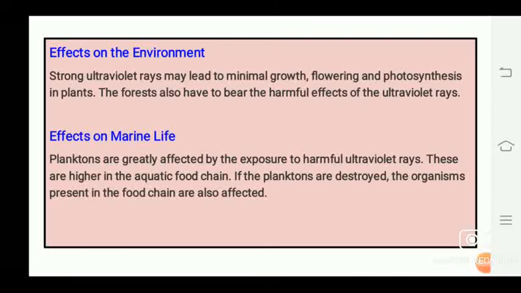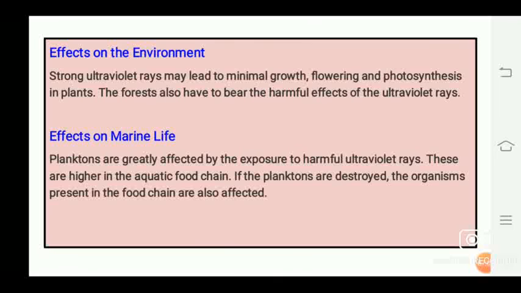And marine life also does not escape this, students. The planktons are greatly affected by the exposure to harmful ultraviolet rays. These are at a higher level in the aquatic food chain. If the planktons are destroyed, then the organisms present in the food chain are also affected. So students, we see that it affects marine life also, it affects the environment also, it affects the plants and animals also.